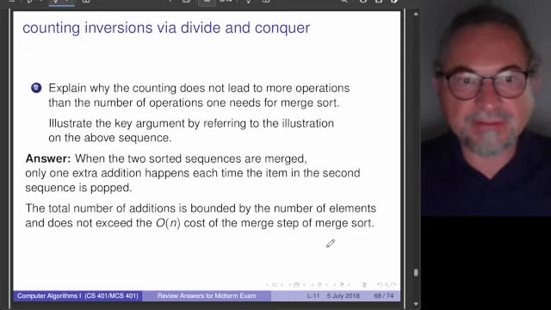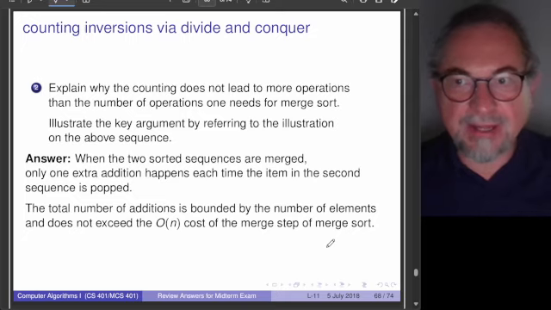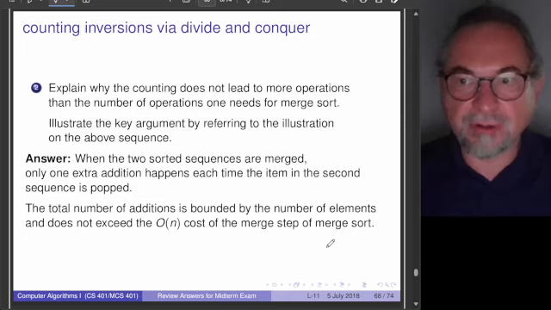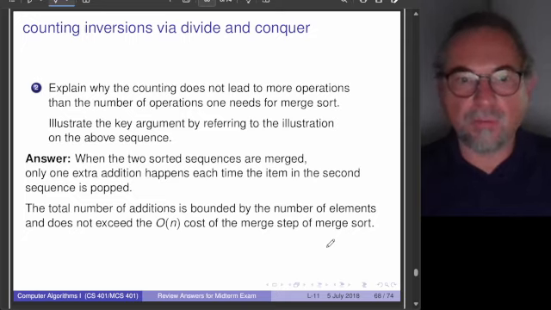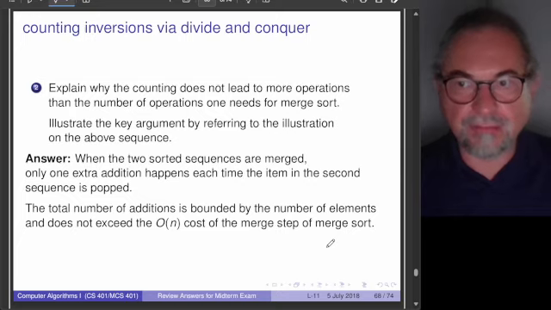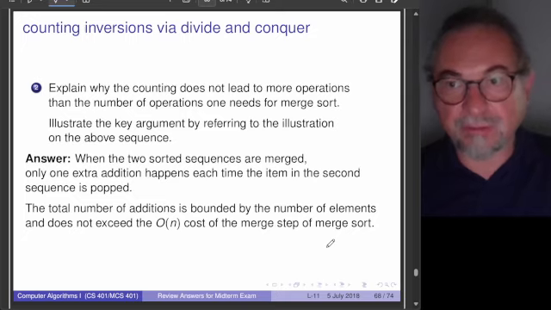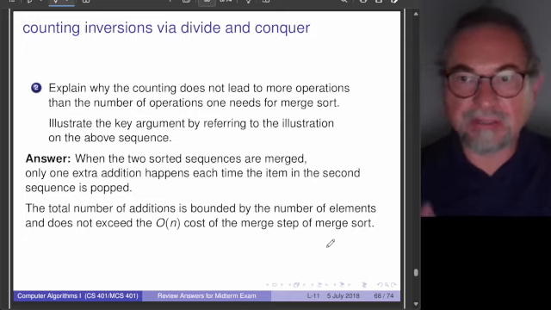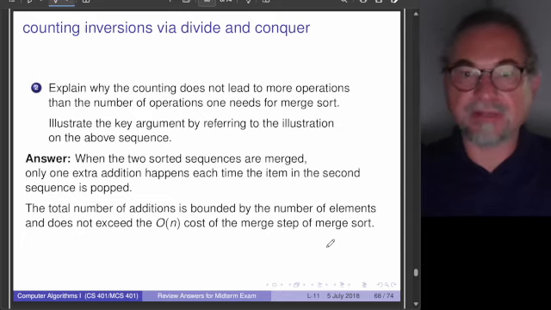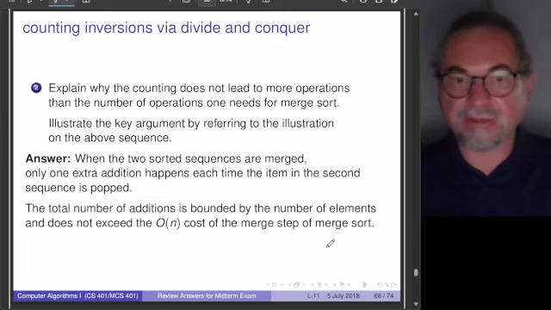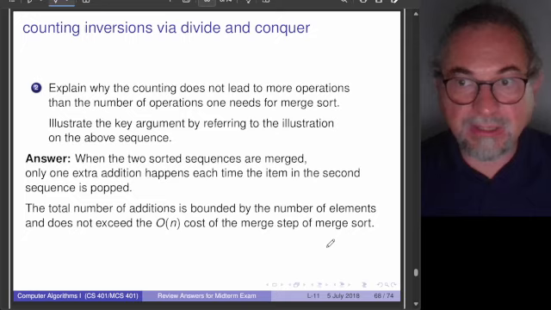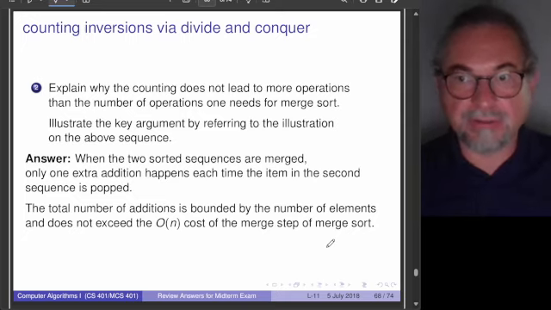We have only one extra addition that happens, and the depth of the tree is logarithmic. When we merge, suppose at most that the top element in the first sequence is larger than all the elements in the second sequence. Then indeed we have to add as many times as the length of the second sequence. So we still have a linear merge cost. But that's also the cost of the merge.